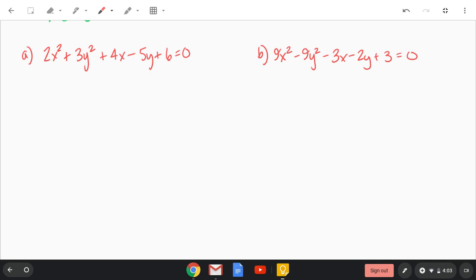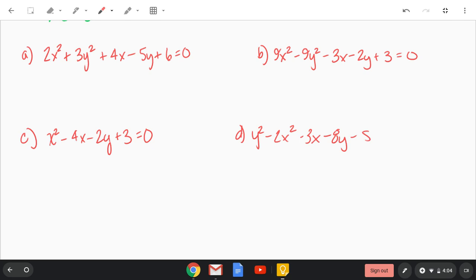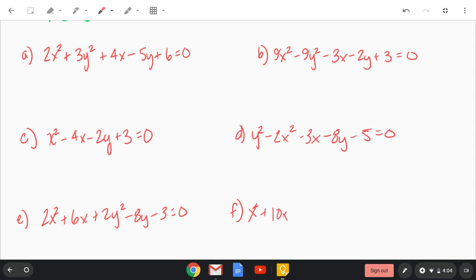We have C: x squared minus 4x minus 2y. If you want to just fast forward till I'm done writing these down, that's fine. D: y squared minus 2x squared minus 3x minus 8y minus 5 equals 0. E: 2x squared plus 6x plus 2y squared minus 8y minus 3 equals 0. And F: x squared plus 10x plus y squared minus 8y plus 100 equals 0. Okay. All right. For each of these, we're going to write down what A and C are.